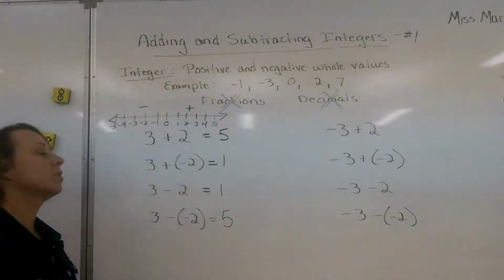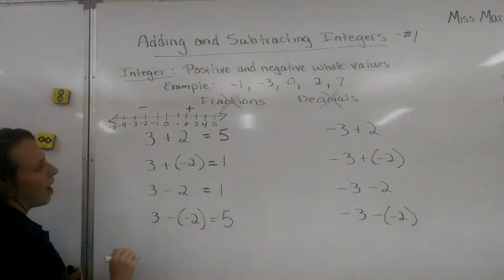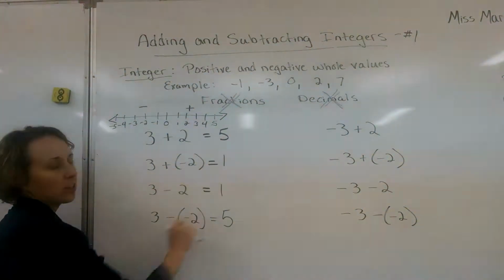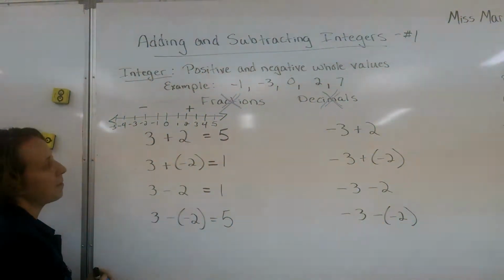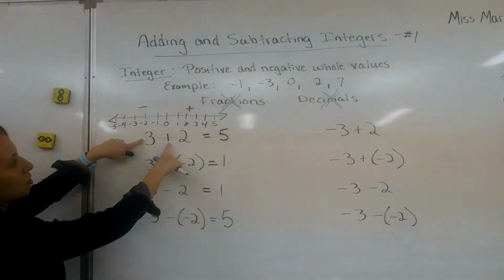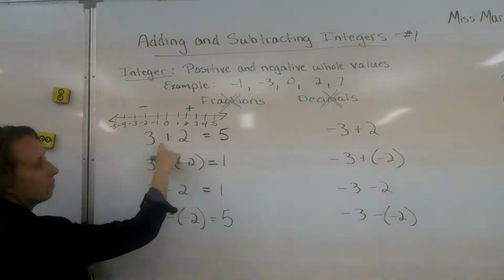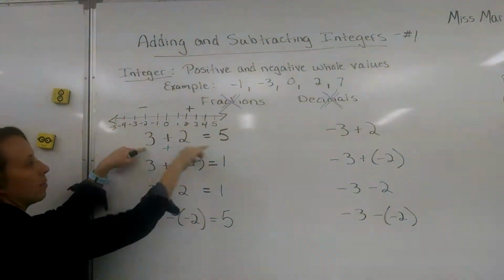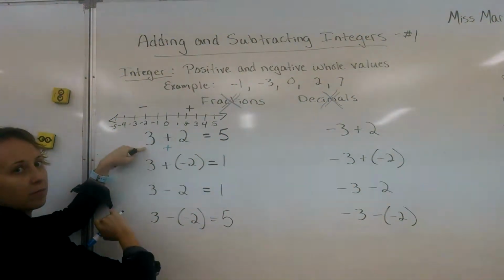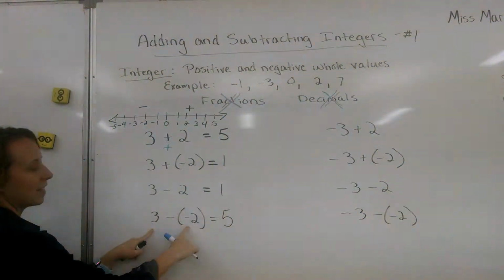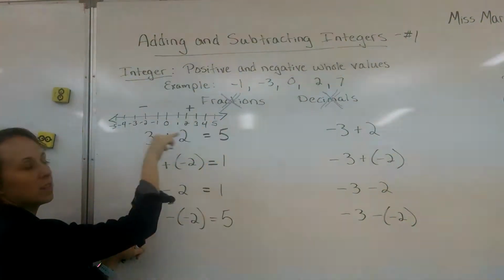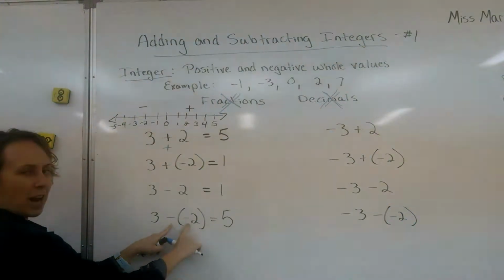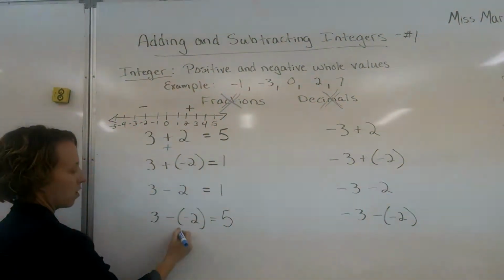Let's talk about what patterns we see here. I noticed that 2 of these got the same answer, and 2 of these got the same answer. Let's look at why that might be. When I was just adding a regular number, I moved in a positive direction, correct? I moved in a positive direction that way, and it moved me to 5. When I was subtracting a negative, I also moved in a positive direction, didn't I? I started at 3, and subtracting negative meant I was going to go positive by 2 more.